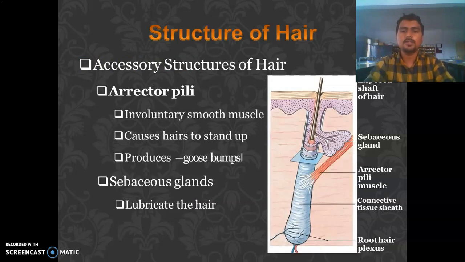Now accessory structures of hairs. They include the erector pili and sebaceous glands. The erector pili are involuntary smooth muscles. They cause the hair to stand up, and they produce goose bumps. And the sebaceous gland lubricates the hairs. Here is a sebaceous gland which produces lubrication for the hair, and here are the erector pili muscles that make the hairs stand up.